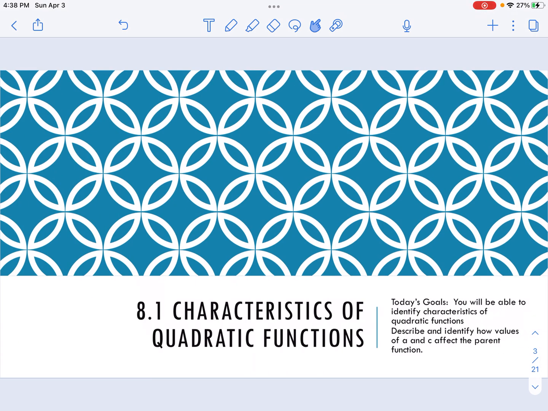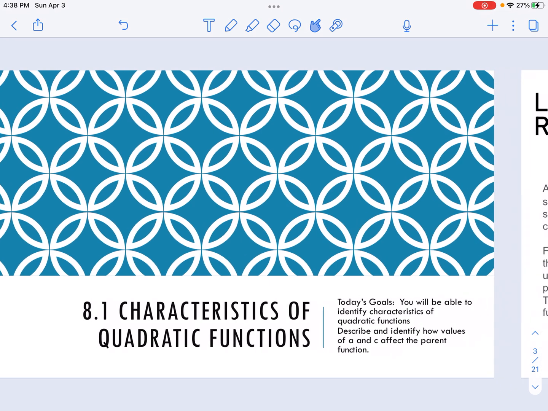Today we're going to be really focusing on characteristics of quadratic functions. A lot of the work that we've been doing in our last unit is really going to be culminating in today's lesson. Today's goal is going to be able to identify characteristics of quadratic functions. By the end of today's lesson, you should be able to describe and identify how values of a and c affect our parent function.